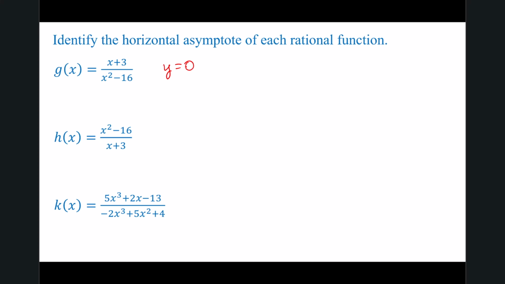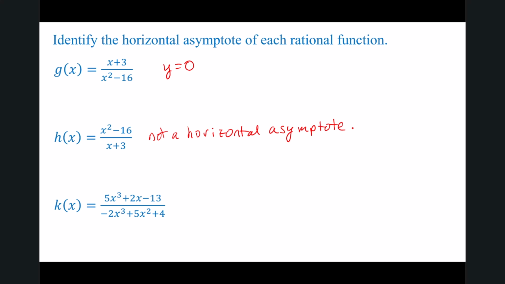For h of x, x squared minus 16 over x plus 3, now we have the degree of the numerator is 2 and the degree of the denominator is 1. If the degree of the numerator is more than the degree of the denominator, there is not a horizontal asymptote. Now this particular function does have what we call a slant asymptote, but we will talk about that later.